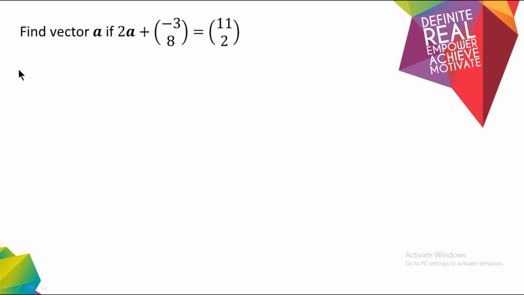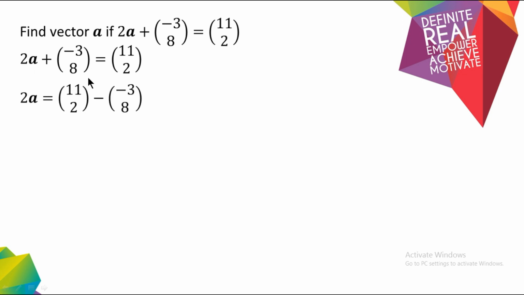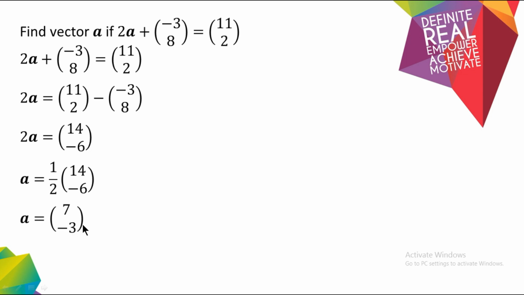Next, find vector a if 2a plus vector (-3, 8) equals vector (11, 2). So we can rewrite this equation as 2a equals vector (11, 2) minus vector (-3, 8). You move this vector to this side, it becomes negative. So 2a equals vector (14, -6). So we're going to find vector a. Vector a is a half of (14, -6). So vector a equals (7, -3).